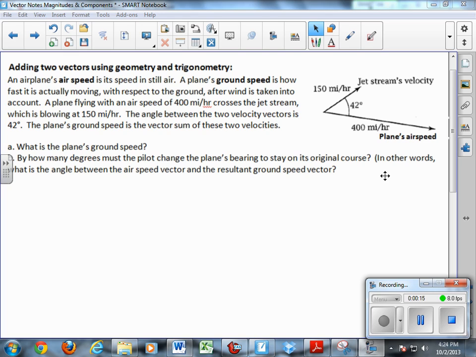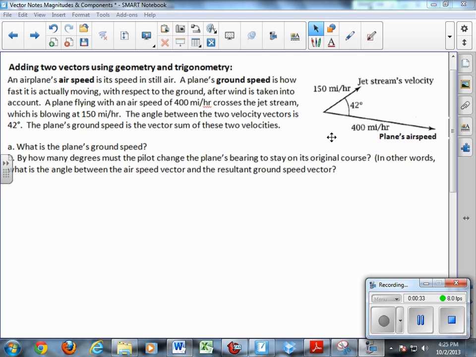So here's the problem. A plane's airspeed is its speed in still air. So this is the direction a plane would be going and the speed it would be going if there were no wind at all. A plane's ground speed is how fast it is actually moving with respect to the ground after wind is taken into account.